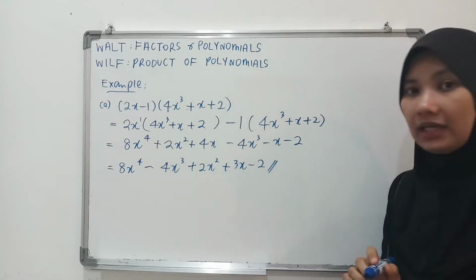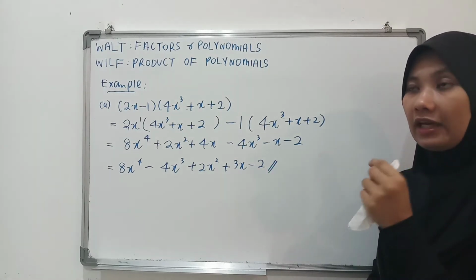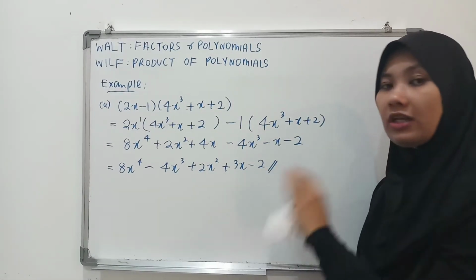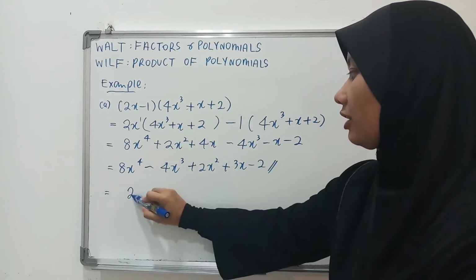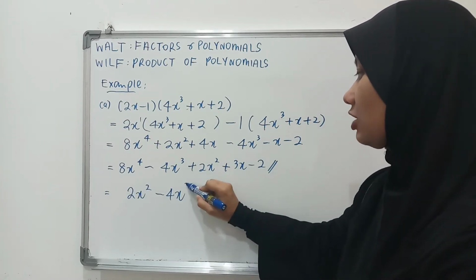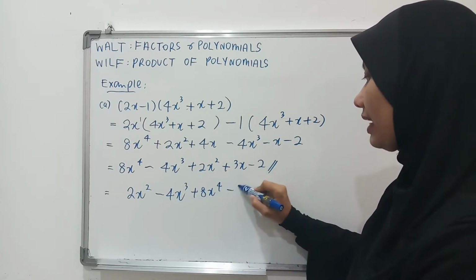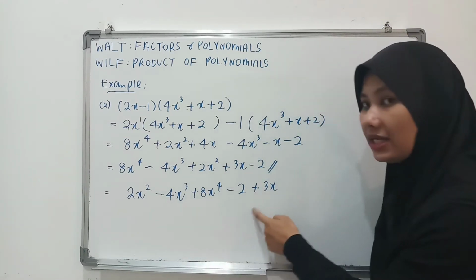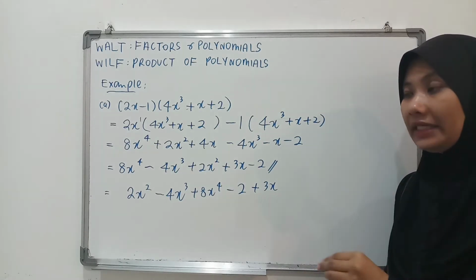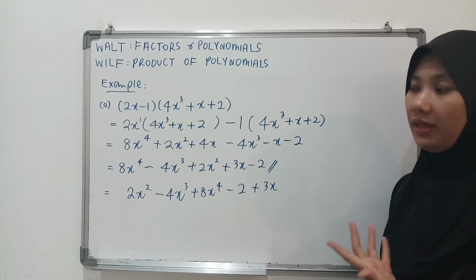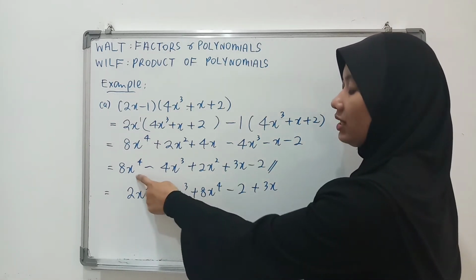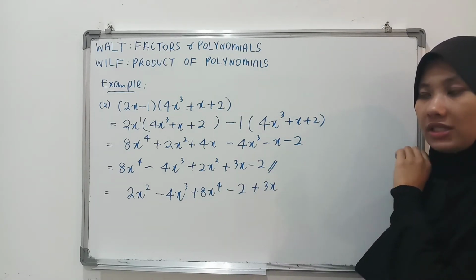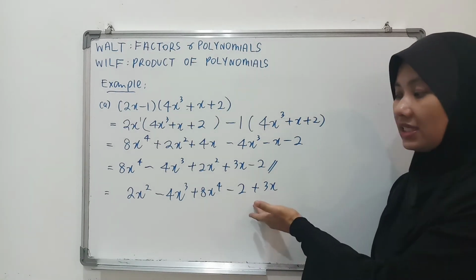That's it. If you don't want to leave your answer in that form, the order of the terms is not important. You can leave your answer in this form as well: 2x squared minus 4x cubed plus 8x power 4 minus 2 plus 3x. Doesn't matter, as long as you have each term inside your final answer, then it's just fine. Order of the terms is not important at all. But usually I prefer highest power, second highest power, and so on until the constant. But this is not important. That is just because I love to see it that way.